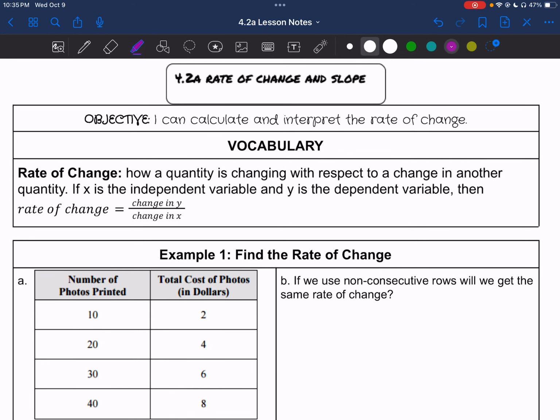Hello, and welcome to Module 4.2a, Rate of Change and Slope. Our objective for today is that I can calculate and interpret the rate of change.